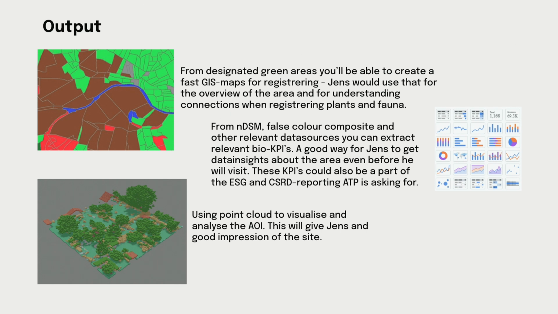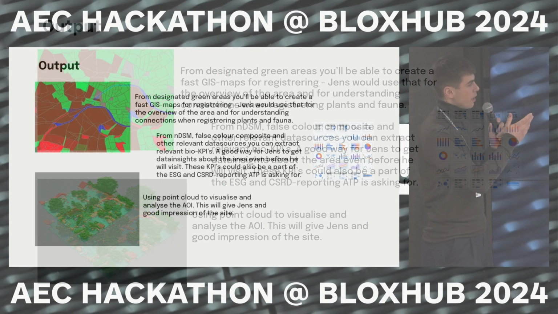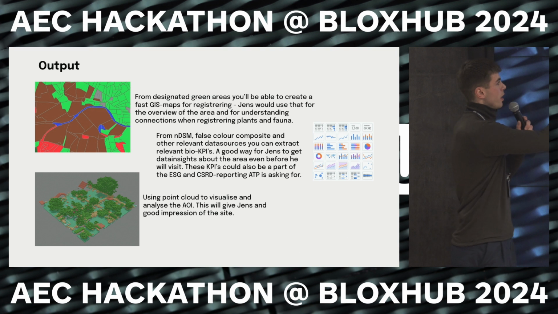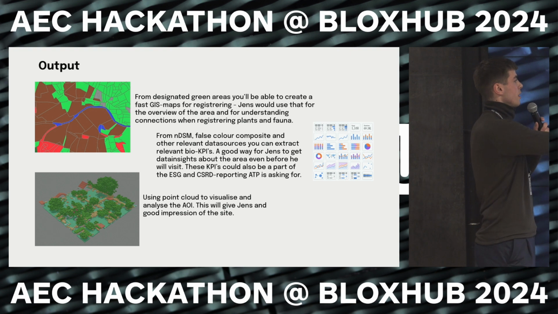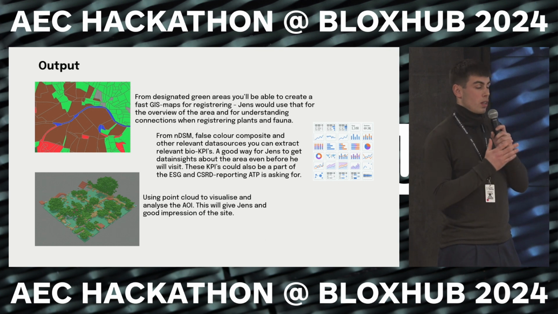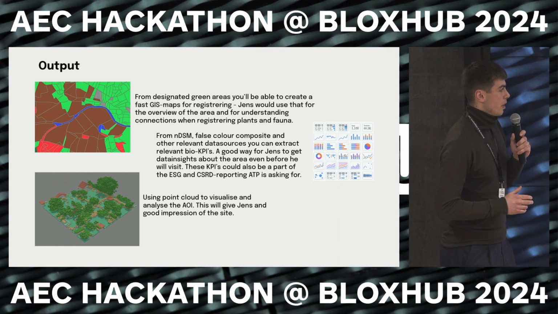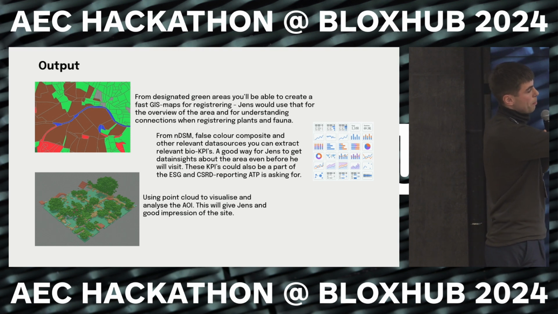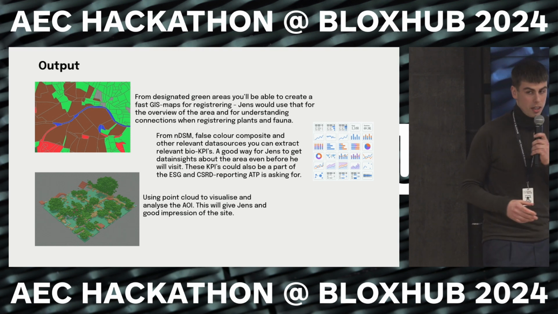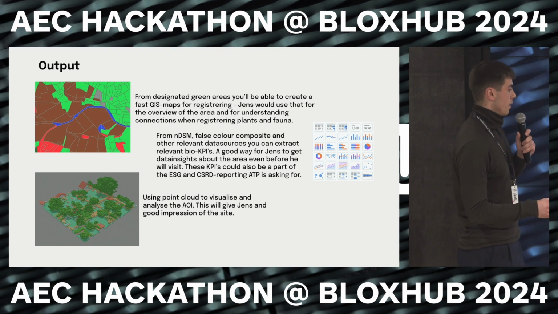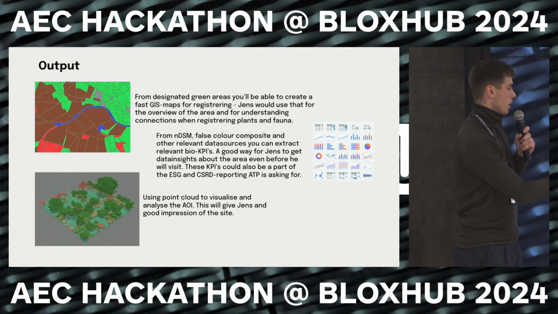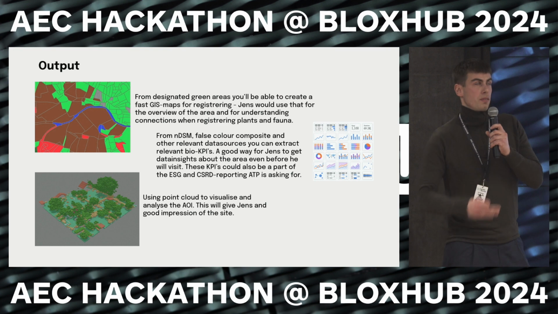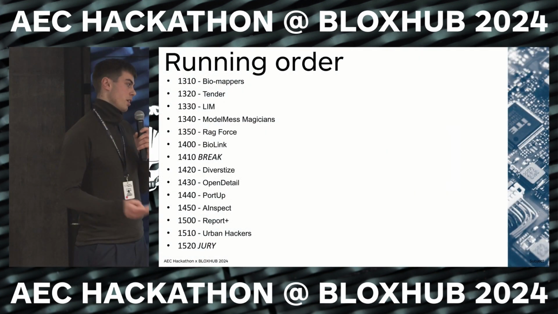As Bertrand said, we have some different outputs. For Jens, to come back to him, he would use the GIS map for the overview of the area and for understanding connections in the given site or cadastre that he's trying to discover or register for ATP. As we also talked about, he can get the bio KPIs from the different data sources Bertrand just ran through. And then, of course, he can visualize the given site in a point cloud, which gives him a good impression of the site before he goes out.